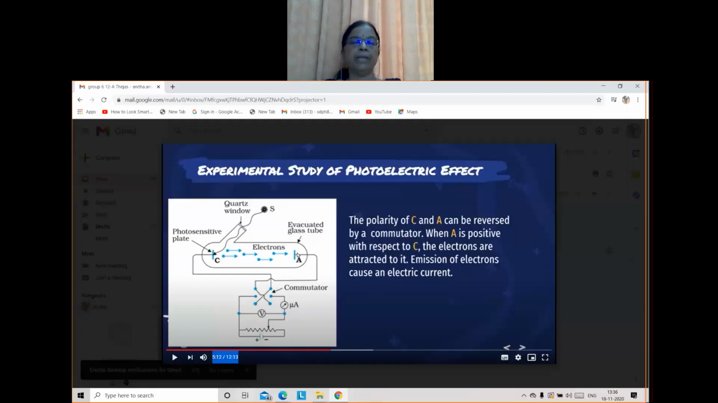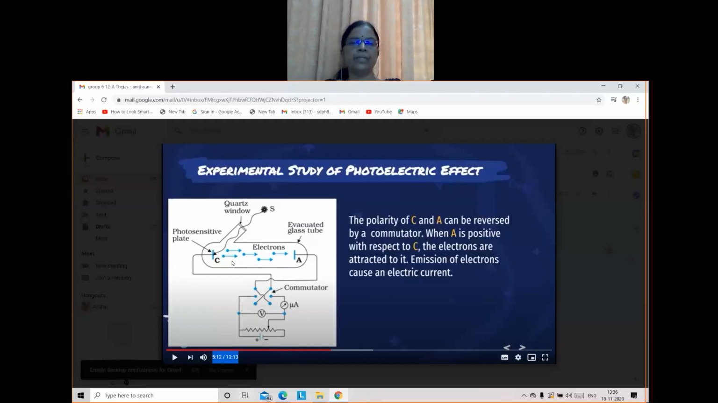Abhinand, when the potential of A is made negative, will electrons reach here? No, teacher, because electrons are negatively charged. And when A is made negative, electrons will not reach. Yeah, they will be repelled. So electrons will not reach there. That means electrons will be stopped. Light is incident and electrons are ejected, but because of this negative potential, the electrons remain there inside.